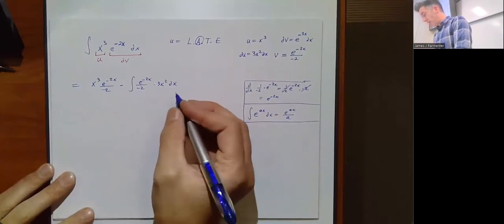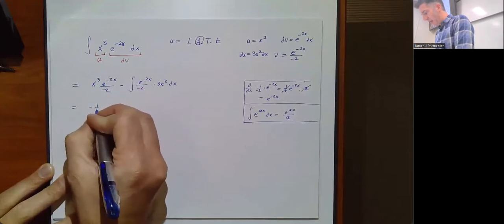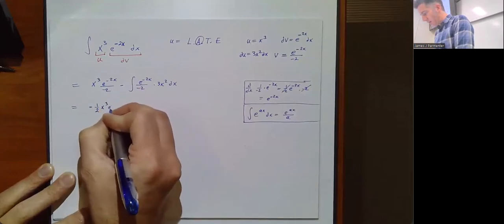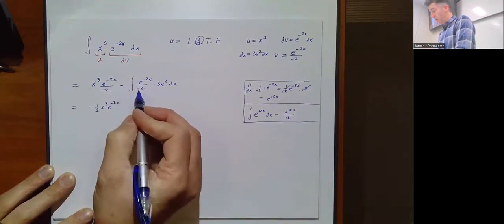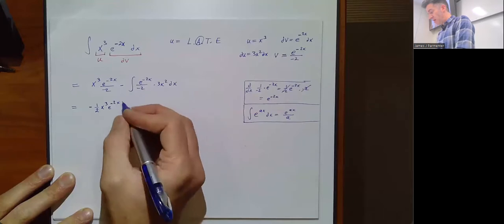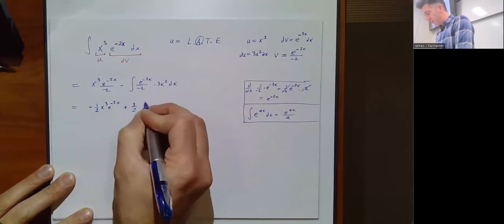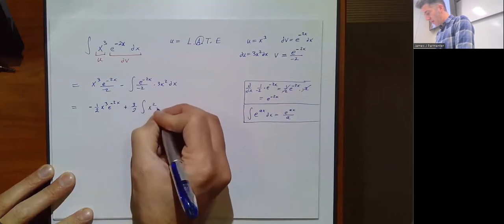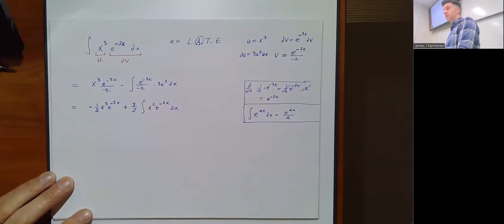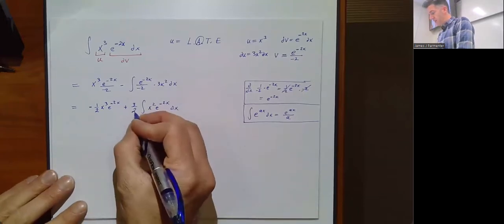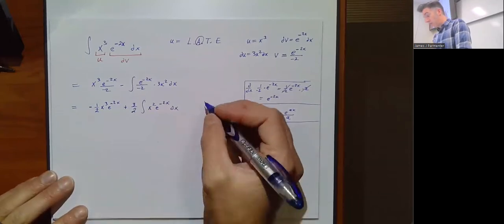So I'm going to look at this and rewrite it as negative 1/2 x cubed e to the minus 2x. Minus a minus becomes a plus, right? That's a minus 1/2 there. There's a 3 there. So I'm going to make this a plus 3/2 integral of x squared e to the negative 2x dx. Just simplifying it a bit, trying to get rid of any repeated negative signs when I can. And then we're going to do another integration by parts.